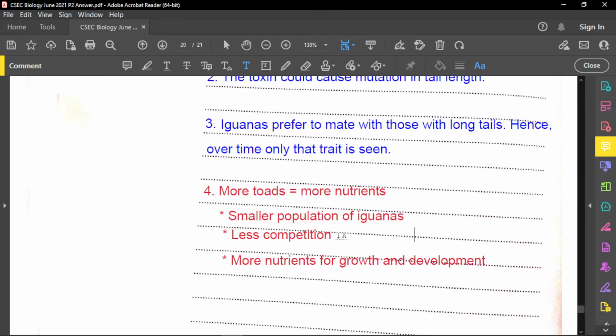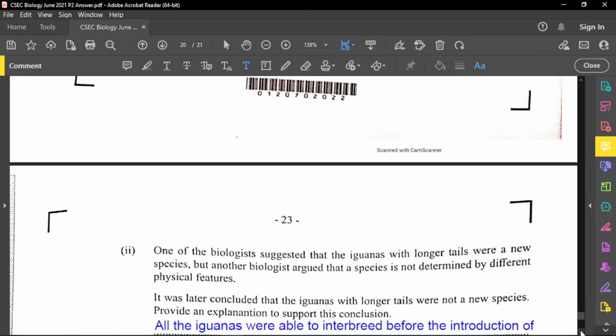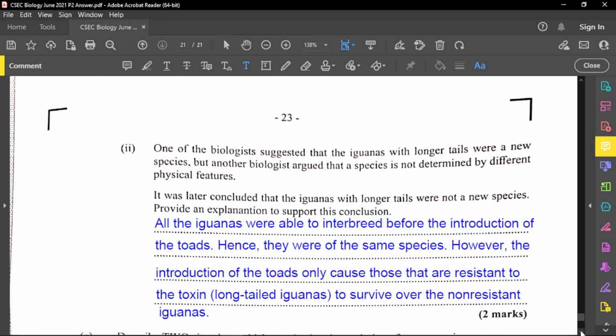And since you have less competition for food, then you have more nutrients available for growth and development in those iguanas so they can develop into full size. All right, so this is another way to explain a reason here. All right, and let's go to this part here now.